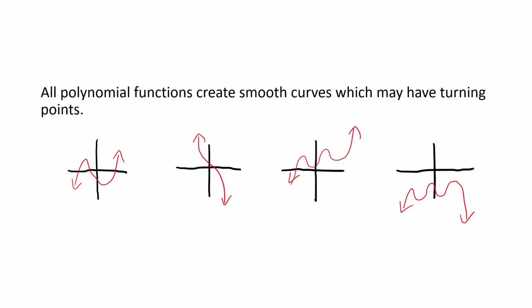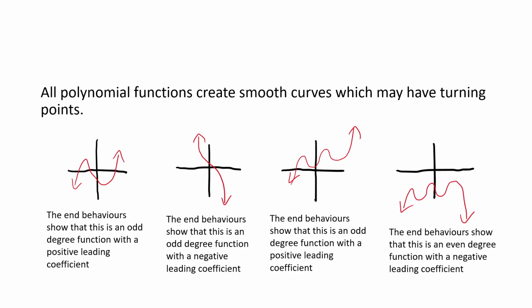Now, another characteristic of polynomial functions is that they all create smooth curves which might have turning points. All of these are examples of polynomial functions. They're smooth, they have turning points, they have acceptable end behaviors. In the first case, our end behaviors are in quadrant 3 and in quadrant 1. That tells us it's an odd degree function with a positive leading coefficient. In the second case, our end behaviors are in quadrant 2 and in quadrant 4, and that tells me that it's an odd degree function, but this time with a negative leading coefficient.